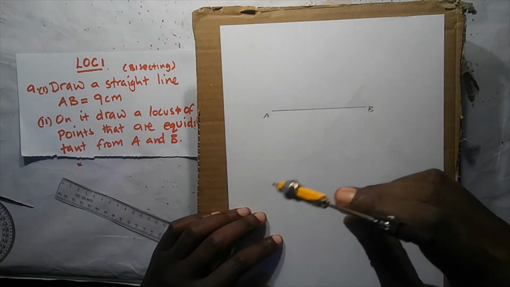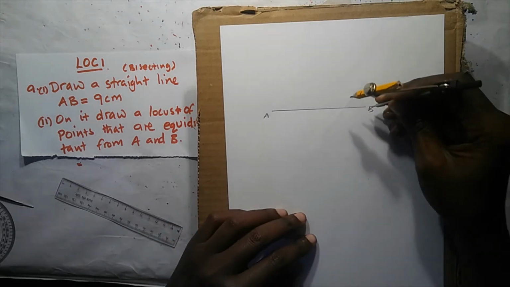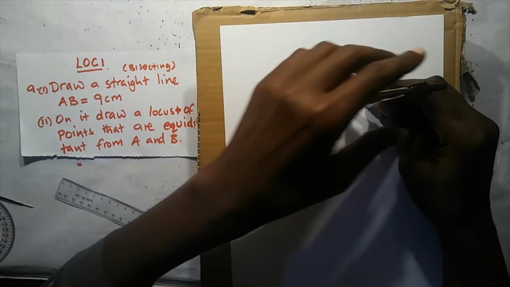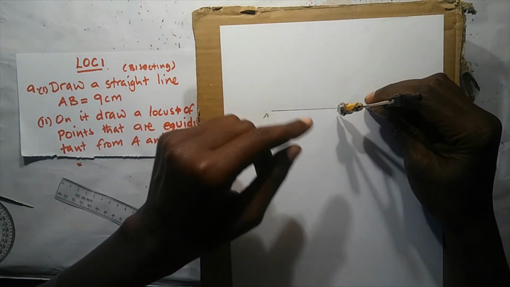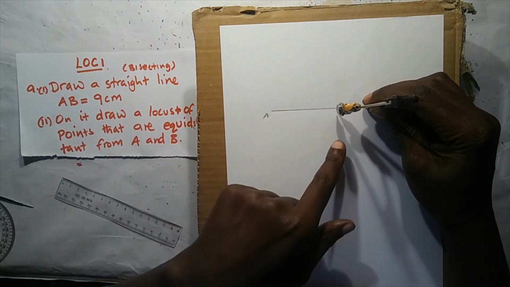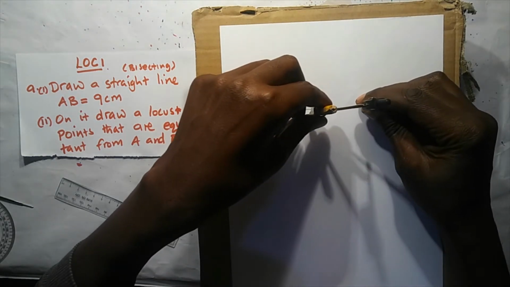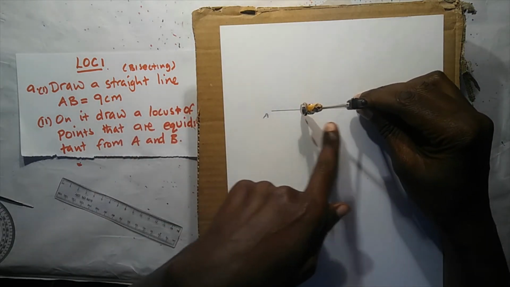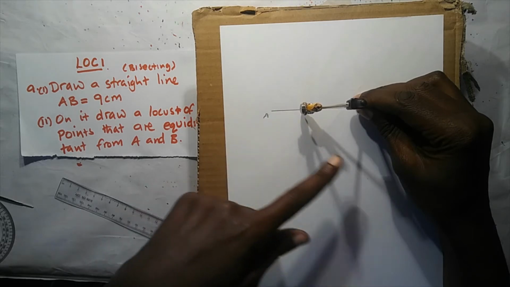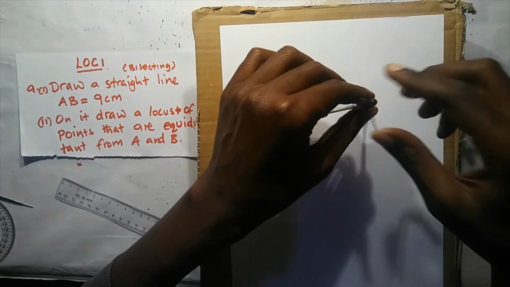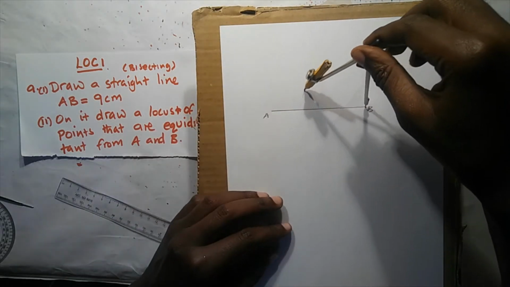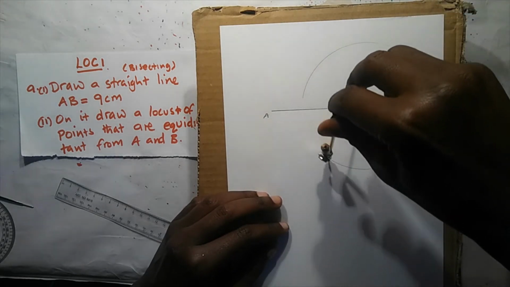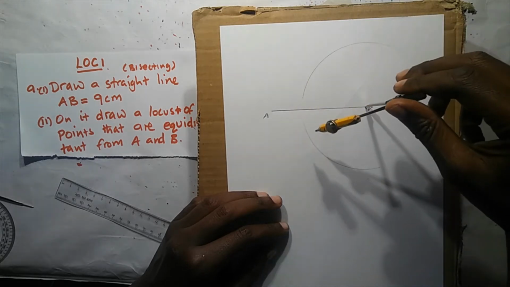Get your compass and put it at B. Then you open a radius that is more than half of this line, like this. You can tell this is more than half when you compare what you've opened here with what has remained. Then you strike an arc on top of the line, and you also strike another arc below the line, like this.